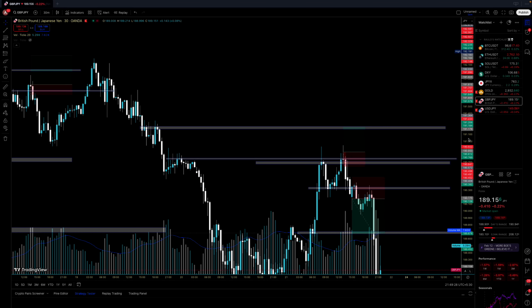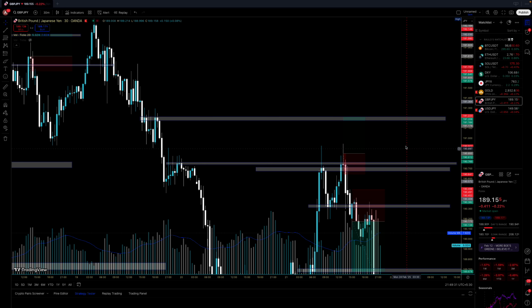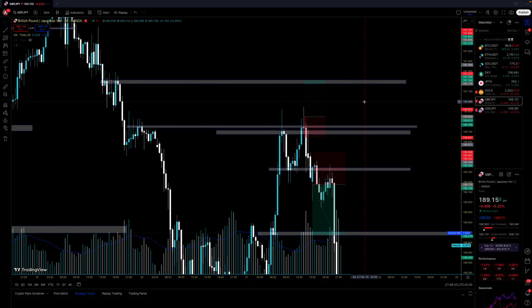As you can see, I actually changed my bias for the day. I was bullish in GBPJPY, but what happened was we got a breakout over here, a candle closing above this resistance, which I selected with this box. But we still have another resistance if we consider the left hand side of this price action. So basically we have two resistances close to each other.